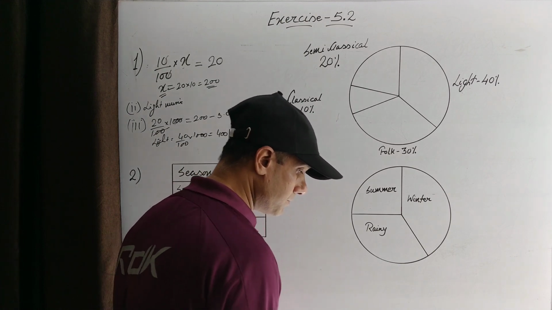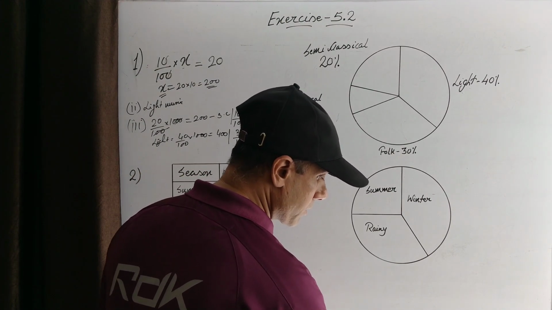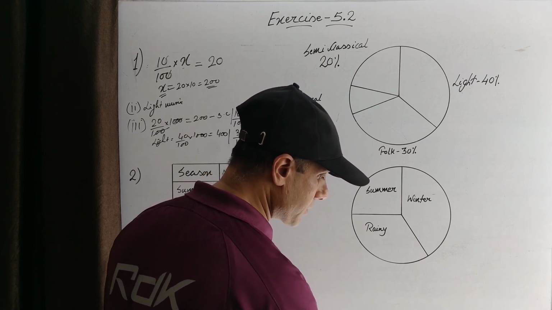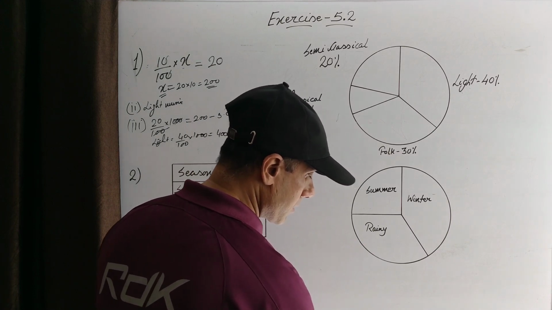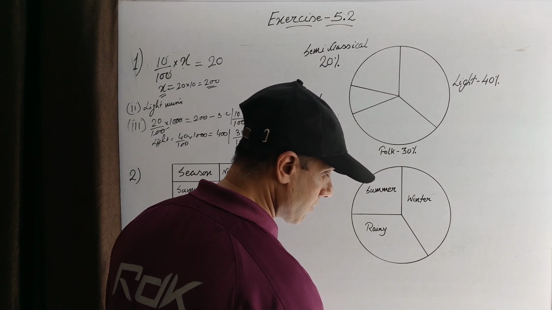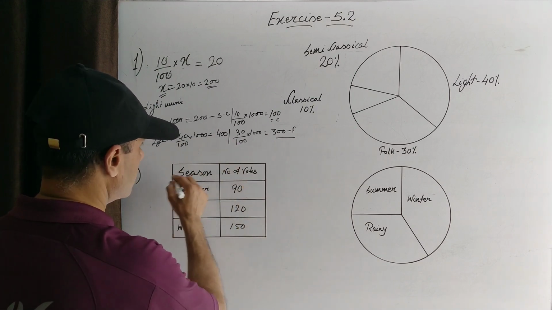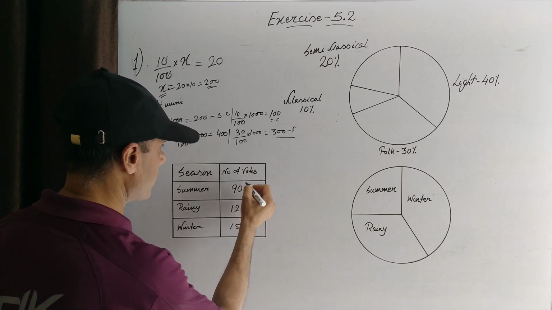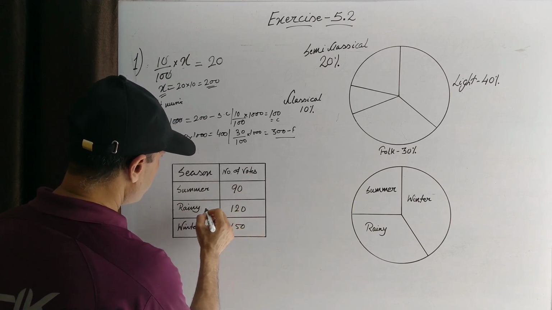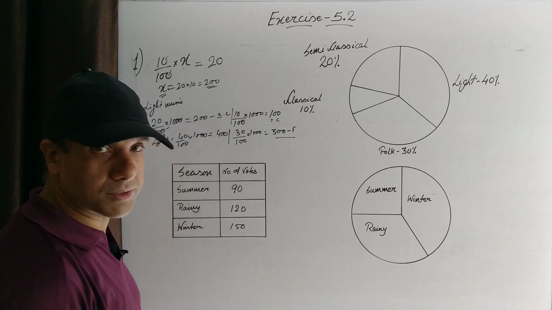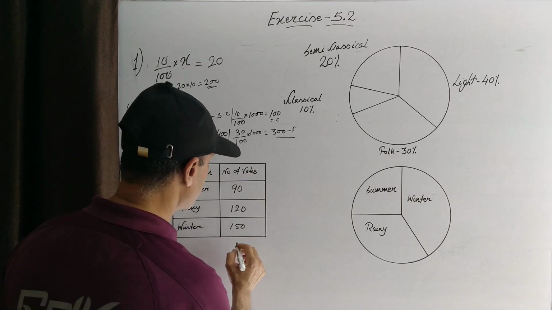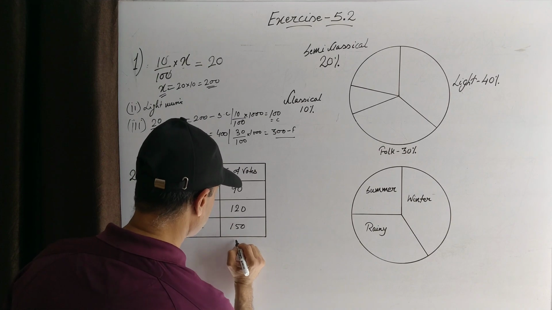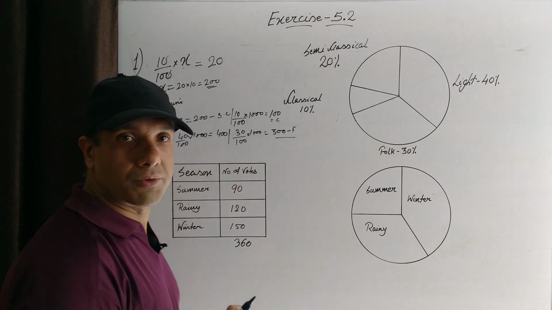Moving on to question number 2. A group of 360 people were asked to vote for their favorite season from the 3 seasons: rainy, winter and summer. Question number 1. Which season got the most votes? So now this is the distribution of data. Summer, 90 people liked, 90 votes were given. 120 votes for rainy season and 150 votes for winter season. If you add them up, you will get 90 plus 120 plus 150 which is 360. So total 360 votes were received.